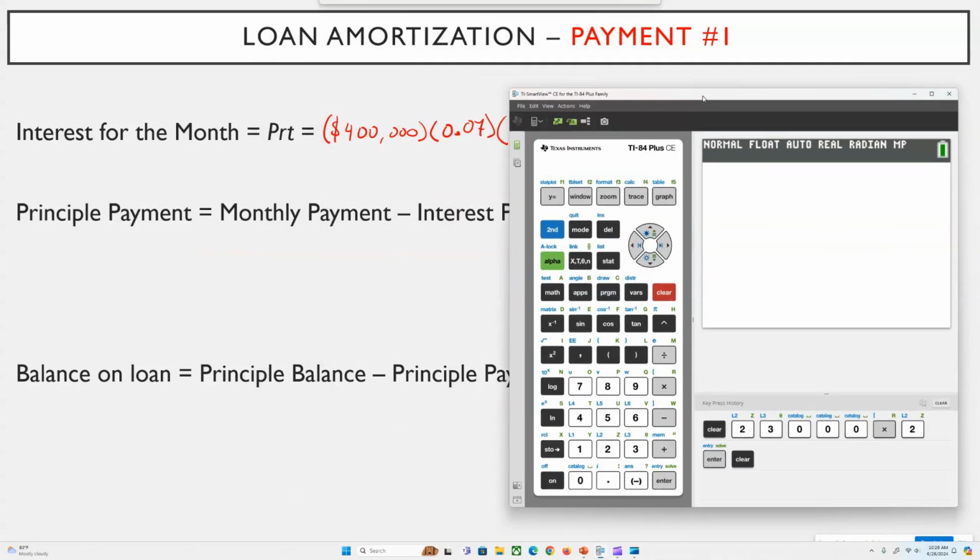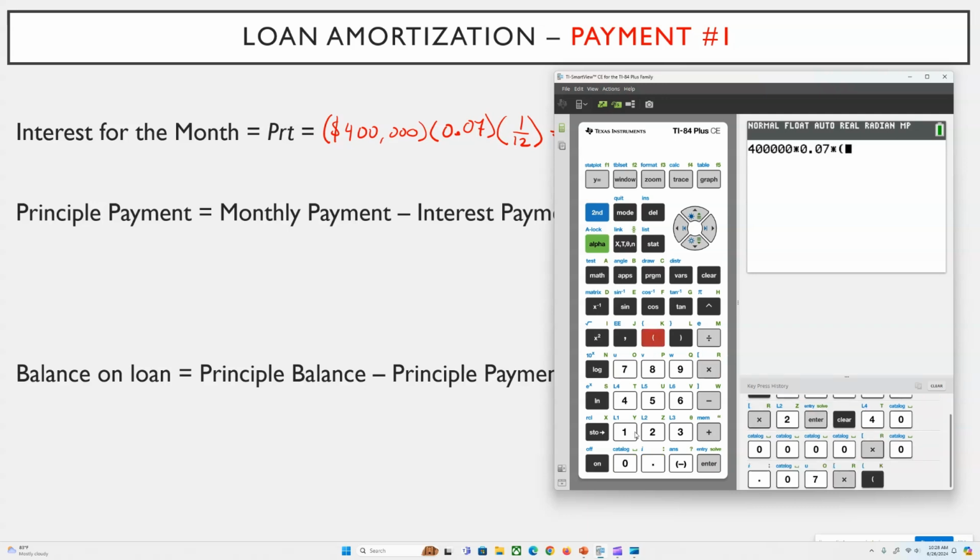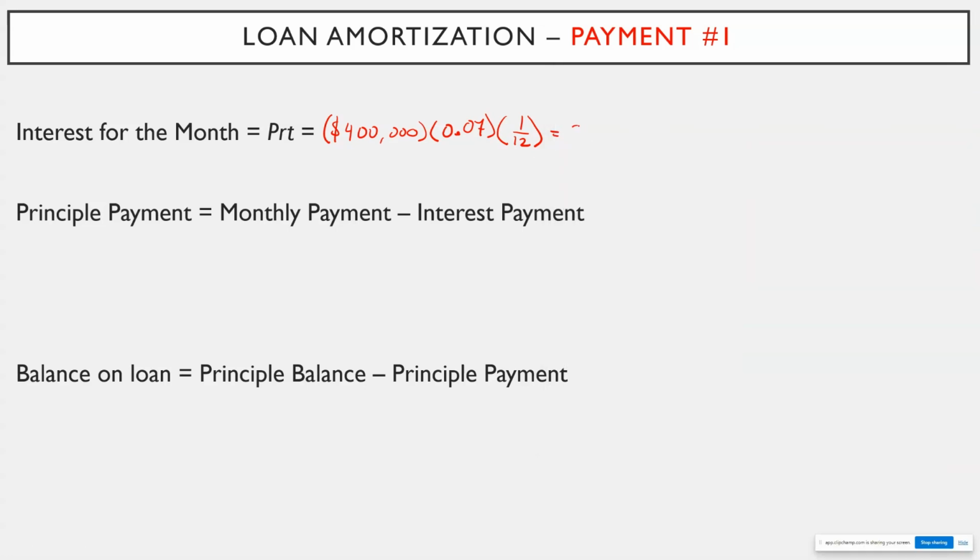If you grab your calculator, let's multiply to find how much we're paying in interest on the loan for the first month. We have a $400,000 balance times 0.07 times, in parentheses, 1 divided by 12. Just for that first month, how much interest we owe is $2,333.33. I'm going to round everything to the nearest cent for all these problems.